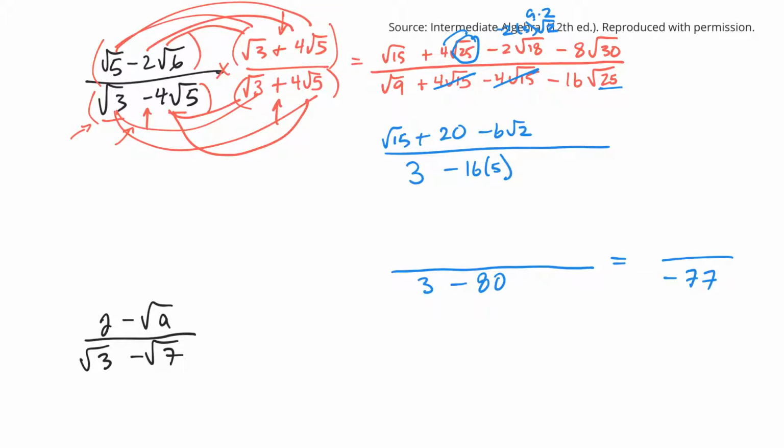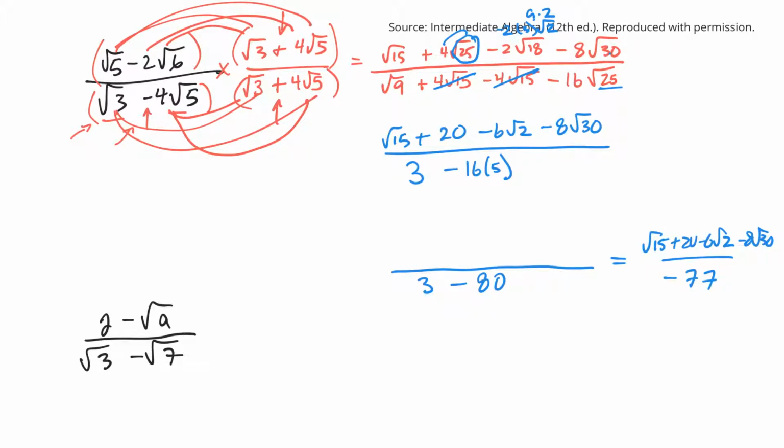And then 30, I don't think one of those pretty numbers will go into that. So I think I just leave it as minus 8 root 30. None of these are like terms, so that's what I would write in the end. Root 15 plus 20 minus 6 root 2 minus 8 root 30.